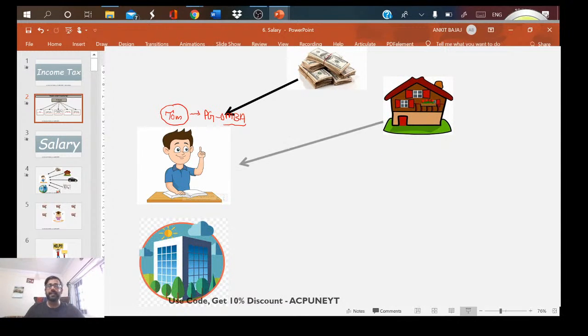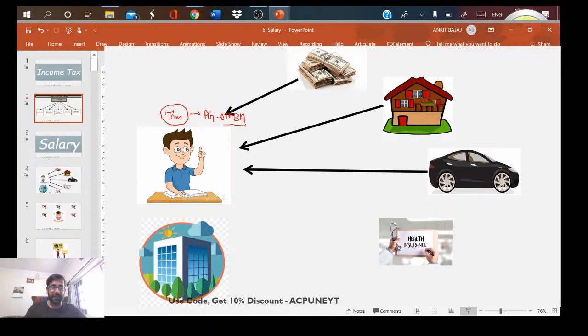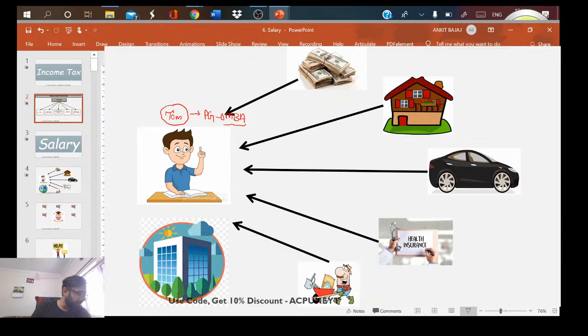Now he is getting salary. He is getting accommodation from the company, plus a car from the company, plus the company has provided him health insurance, plus the company is providing him one servant also. He's getting salary in cash, accommodation, car, health insurance and a servant from the company. Is it clear?